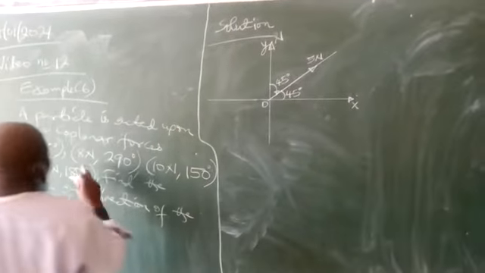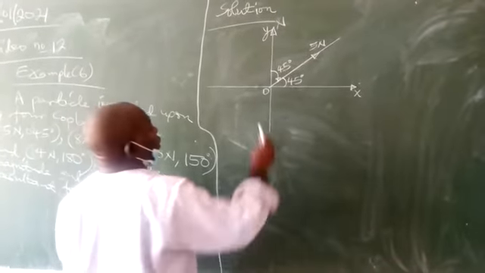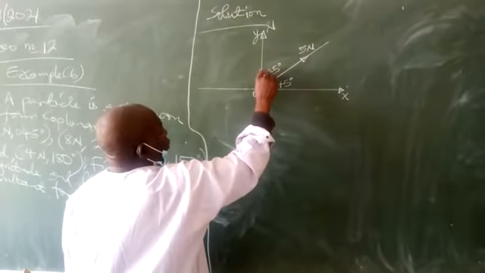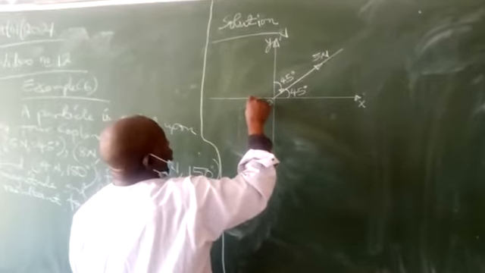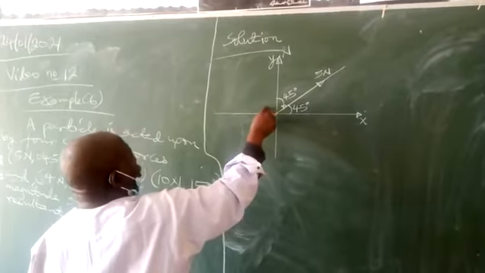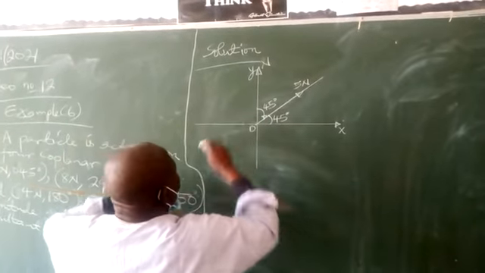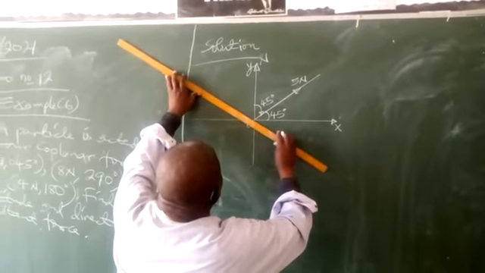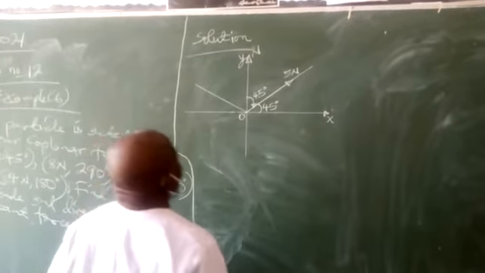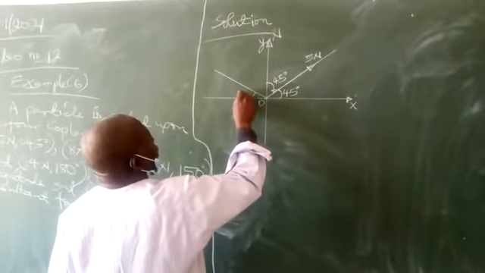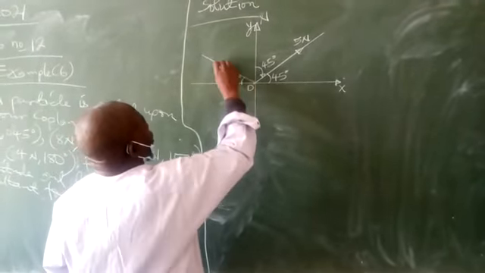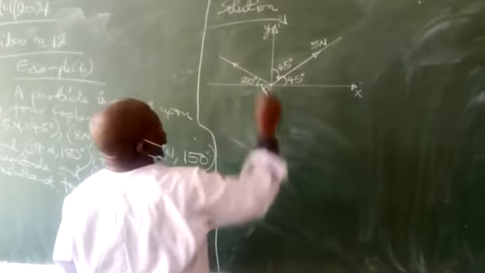Then the second force, 8 Newton, 290 degrees. That 290 degrees is also measured from the north clockwise. From here to here is 180, from here to here is 270. 270 from 290 will be 20 degrees. So the remaining 20 degrees will be in this second quadrant. That will be the direction of the second force.